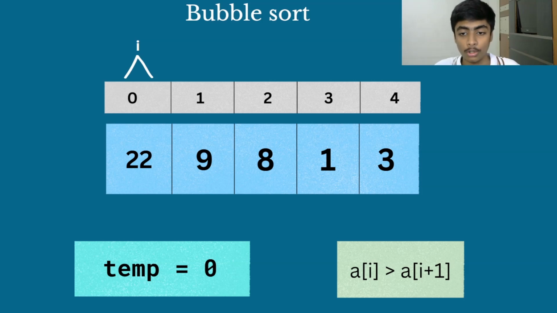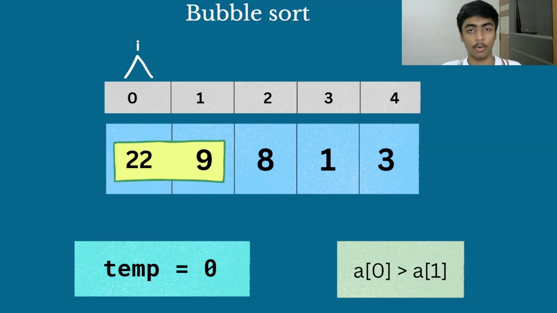An important thing you need to know is that this condition will change depending on how you're trying to sort your array. In this case, it's intended to sort this array in ascending order. Right, so let's start iterating this array. Now our i value is initially set to 0. So the condition is checking if a[0] is greater than a[1].